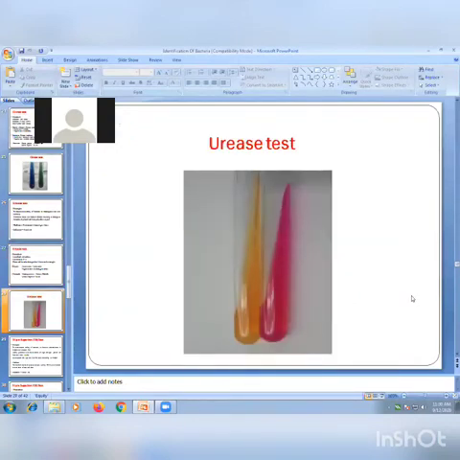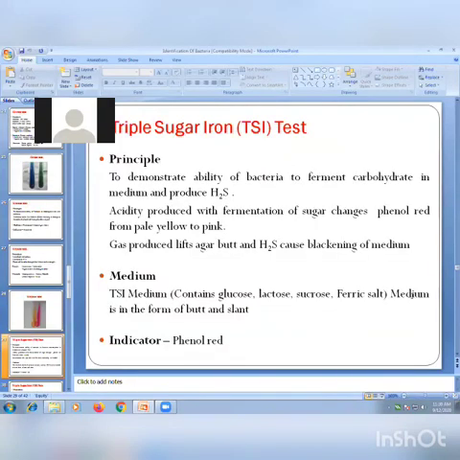Now here, you observe this as pink. So yellow to pink indicates a positive test. So pink color indicates the positive test. Now the next test is the triple sugar iron test.